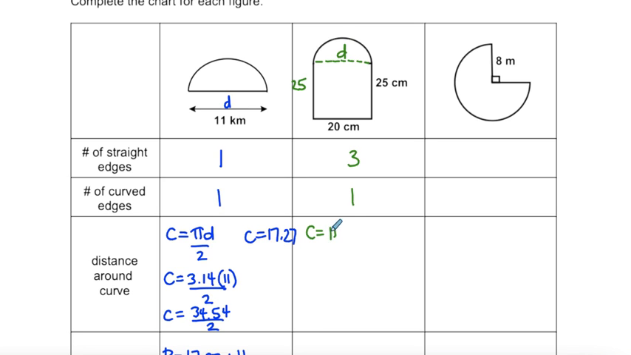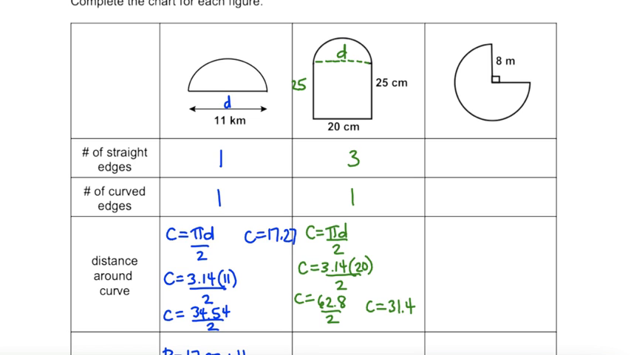So I'm going to use the pi d formula, but dividing that by 2 because I only have half of a circle. So again, I'm going to use 3.14. 3.14 times 20 divided by 2. 3.14 times 20 is 62.8. And 62.8 divided by 2 is 31.4.